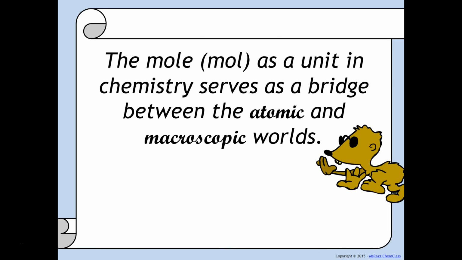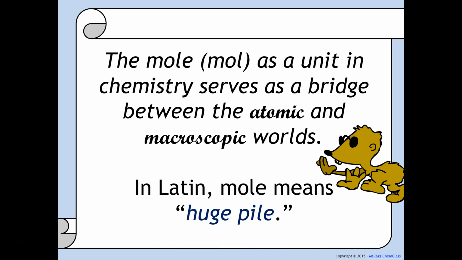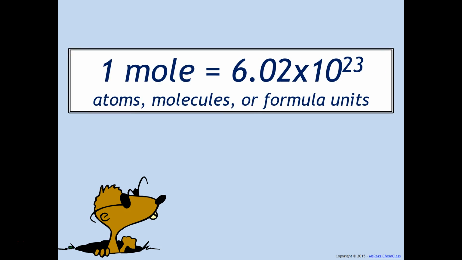The mole in chemistry, which is abbreviated mol, is a unit that really serves chemists to have a bridge between the atomic, like the really teeny tiny, and the macroscopic, where you can actually measure these atoms and molecules on a balance. In Latin, believe it or not, the term mole means huge pile. So there you have it. That is a mole. 1 mole equals 6.02 times 10 to the 23rd atoms, molecules, or formula units.